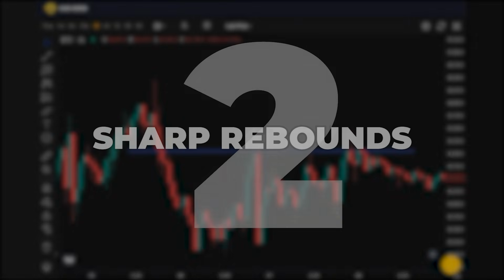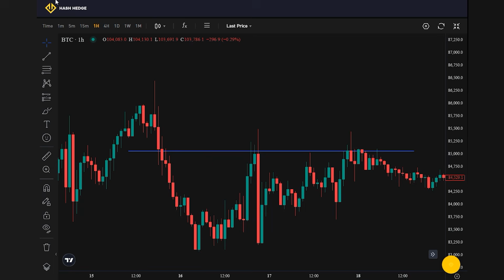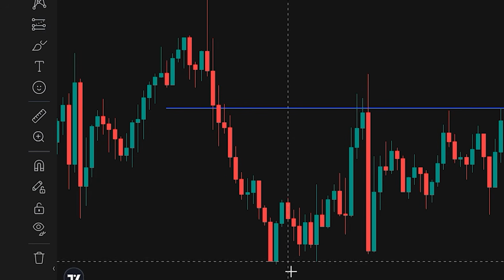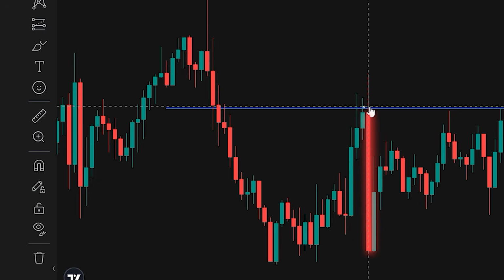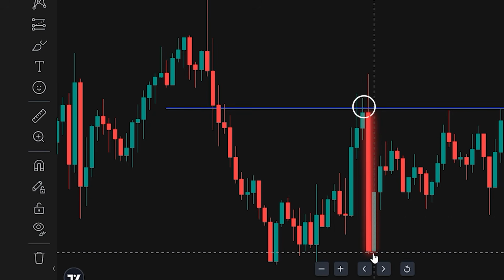The next rule is sharp rebounds. We can put support and resistance levels, not necessarily because we've had a lot of touches before, but also, for example, in this case, if we had some price movement, and here we got a very sharp candle in this particular moment.